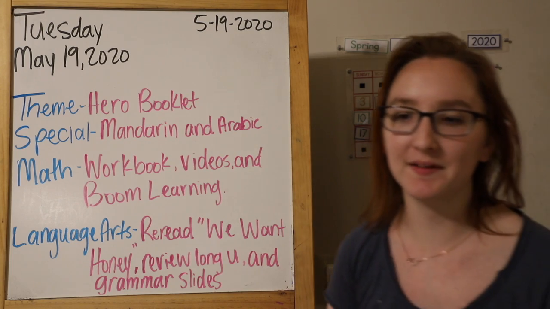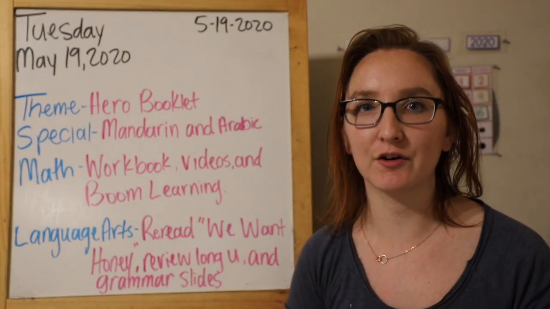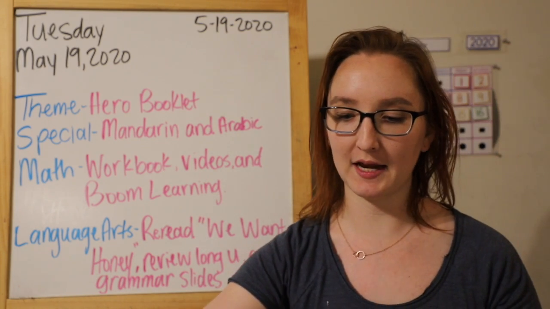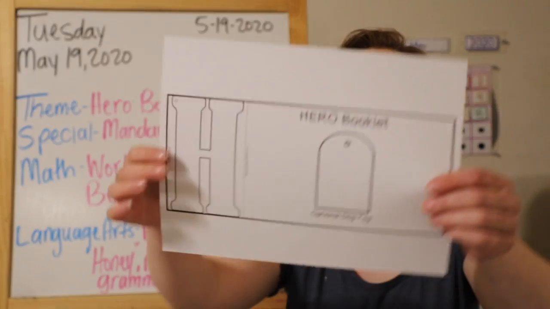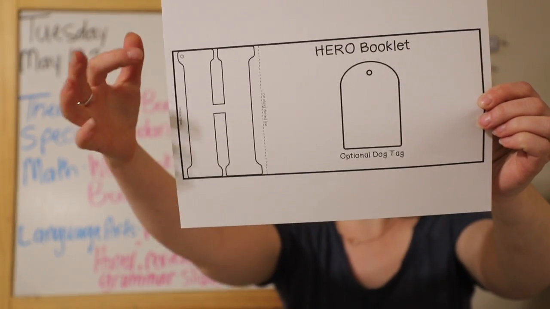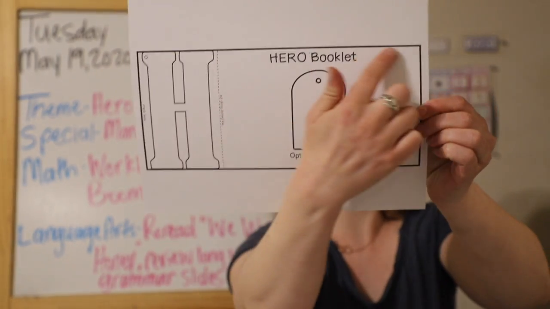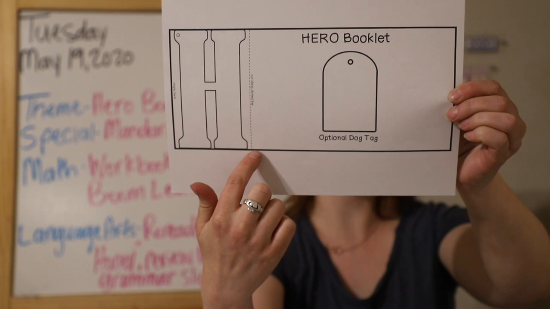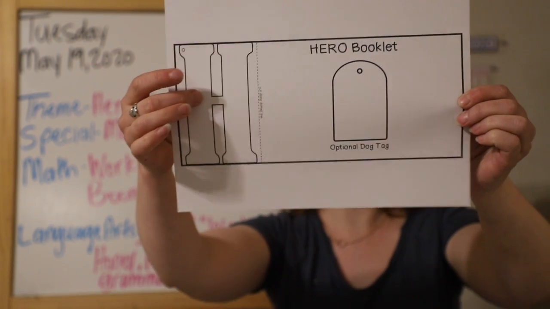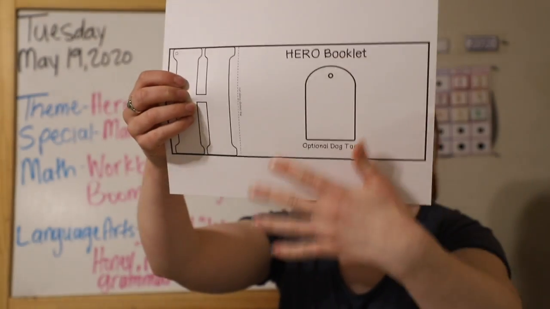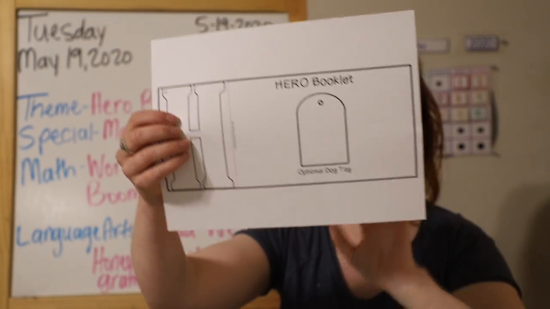For our theme today, we are going to be making a hero booklet, and so you're going to have 4 pages. So the first page right here has your H on it, and you're going to cut out on that solid black line, and you're going to cut out on this dotted line. And that H is going to be the first page in your book. Now don't throw this away yet. I'm going to go over this in just a second.